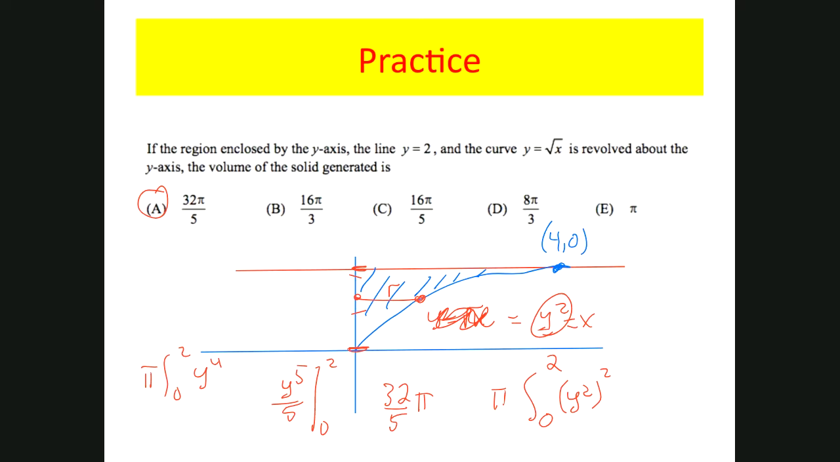No, the shell method, you don't ever have to know the shell method as long as you know the disk method and the washer method. The shell method never comes in, never. Every volume can be solved using the disk method or the washer method. There isn't a problem that they can give you that you have to use the shell method for. The washer method really takes care of that. So no, you never have to use the shell method.